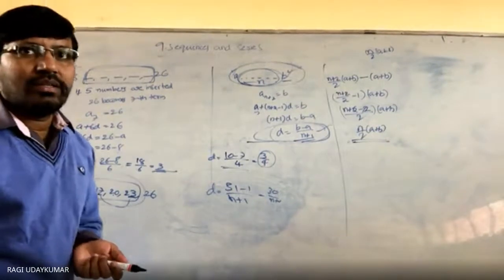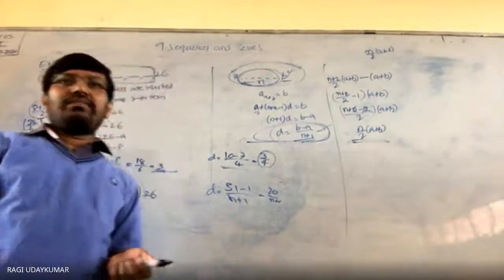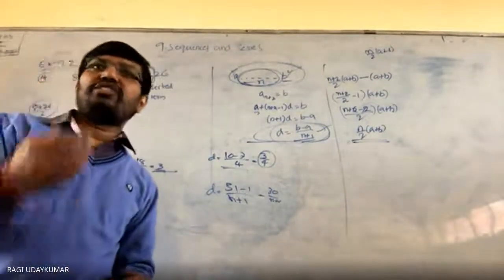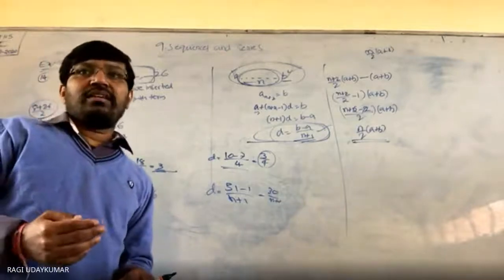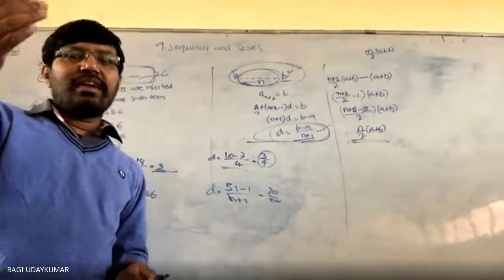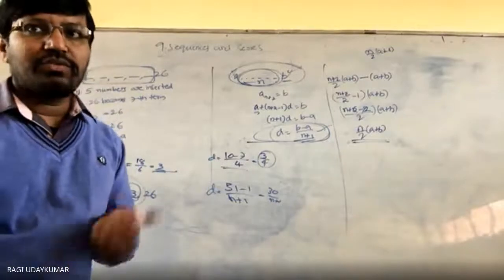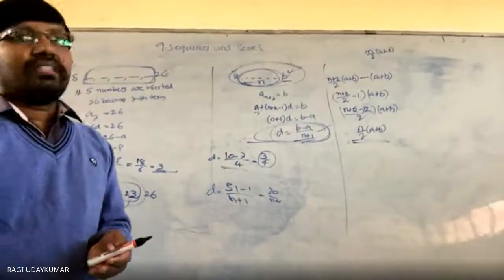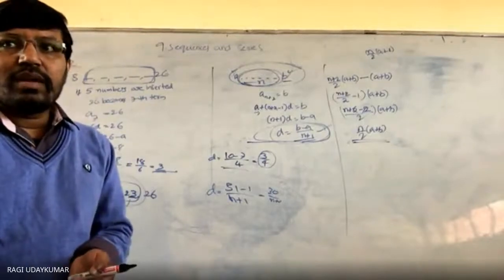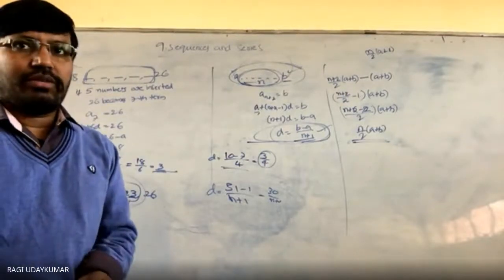You can do it. And from the 17th onwards, application-oriented problems. A man starts repaying a loan. The first installment is 100 rupees and it increases every month by 5 rupees. So the first term is 100, the common difference is 5, and you need to find the 30th installment, that is, the 30th term.